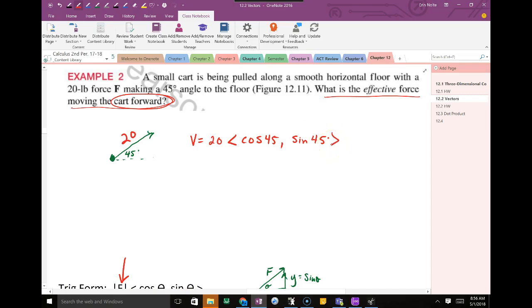Now the question is asking me which force specifically is going to be used to pull this cart forward. Which force do you think they're referencing? Do you think they're referencing this X movement or the Y movement? The X movement is moving it forward. So which piece of this are we going to be looking at? Just the cosine. So the only piece that I'm looking for is 20 times the cosine of 45, because it's just the force that moves it forward, which is only the X direction. If they said upwards.